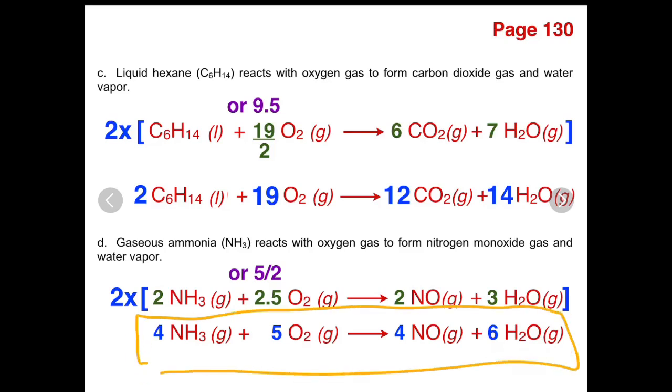Okay. So again, this is in the smallest ratio, 4 to 5 to 4 to 6. You cannot make any smaller ratio than this as a whole number. So that means this is the correct answer.